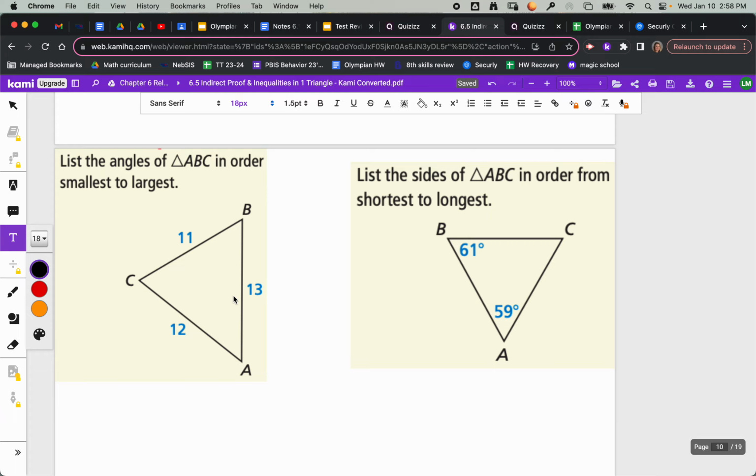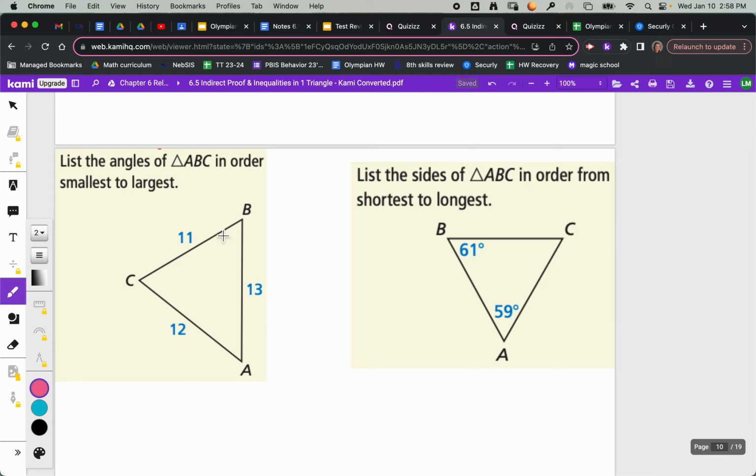It says list the angles of ABC in order from smallest to largest. So, we can start with the smallest side, BC. So that's angle A. The next one would be B, and then C. So I'm using the lengths of the sides to find the angles from smallest to largest. Next, list the sides of ABC in order from shortest to longest. Again, starting with the smallest angle.